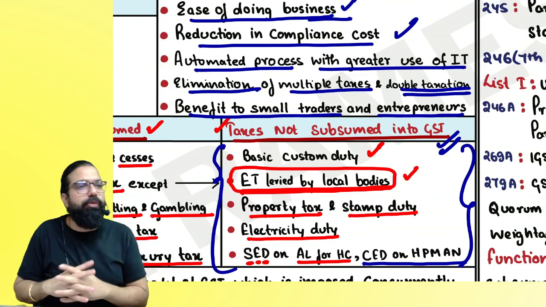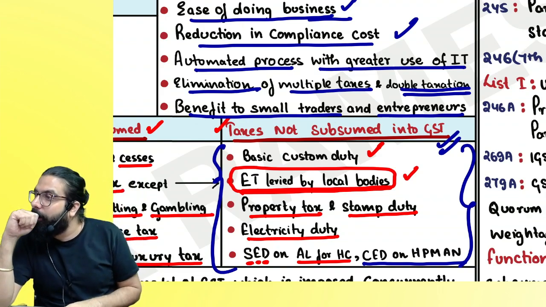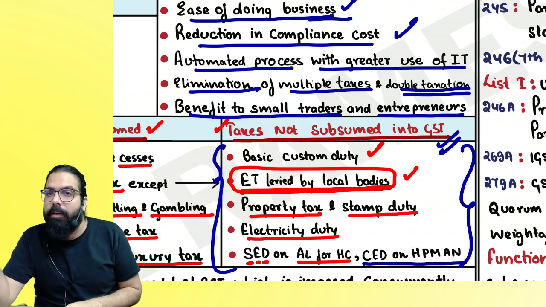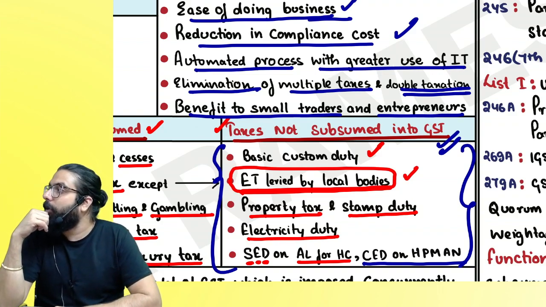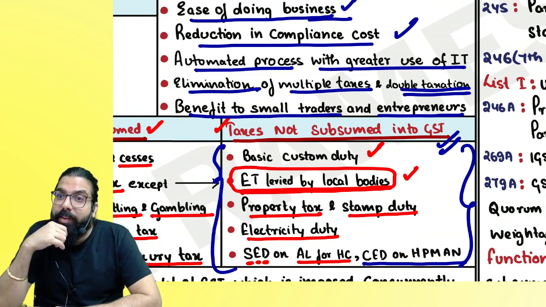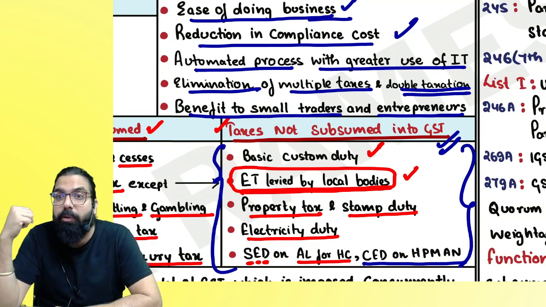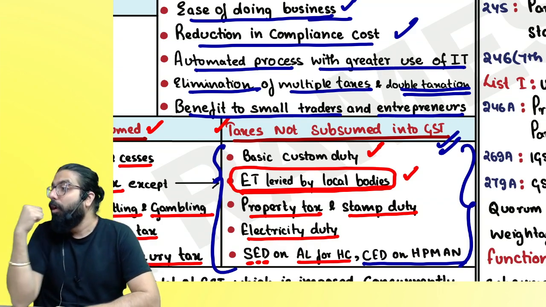What do you mean by benefit to small traders and entrepreneurs? 40 lakh is the registration limit. 40 lakh is the registration limit. Yes or no, everyone? 20 lakh is the registration limit for services. Under service tax, the limit was only 10 lakh. Because of the coming of GST, now how much is the limit? 20 lakhs. Supplier of goods, how much is the limit? 40 lakhs.